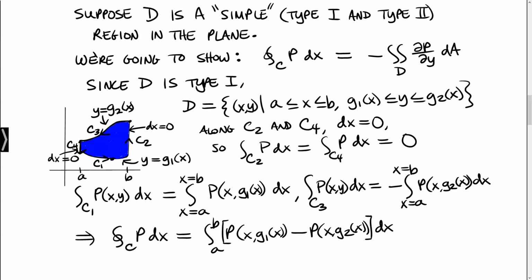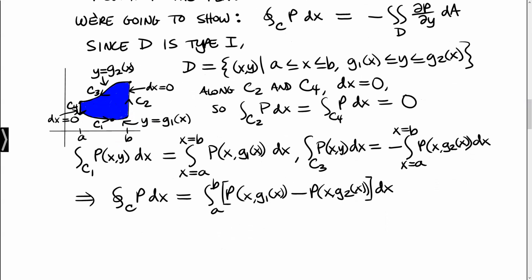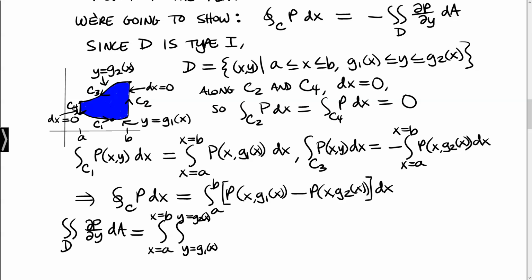That's the integral. Now what I have to do is say, well, what is the double integral? So this double integral of partial p with respect to y. And I should get the opposite, right? These are supposed to be opposites. So let's check out what that is. Since this is a type 1 region, I can set this up as an iterated integral. x is going to go from a to b. And then for a fixed x, y goes from g1 of x up to g2 of x. And I'm integrating the partial of p with respect to y, which is itself a function of x and y, dy dx.